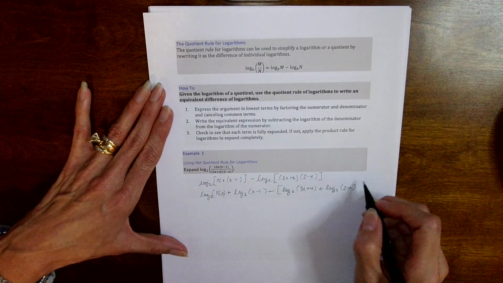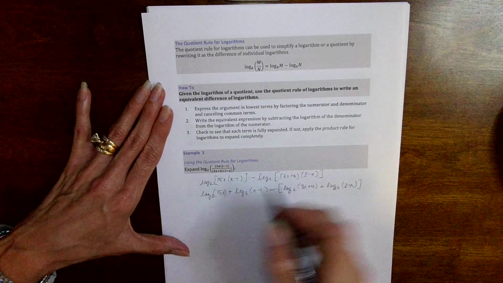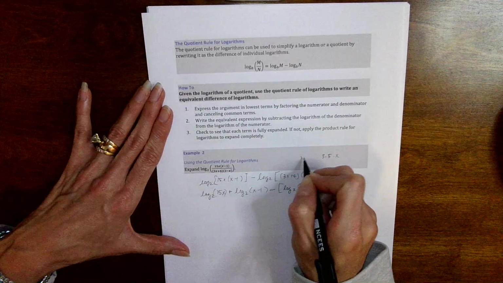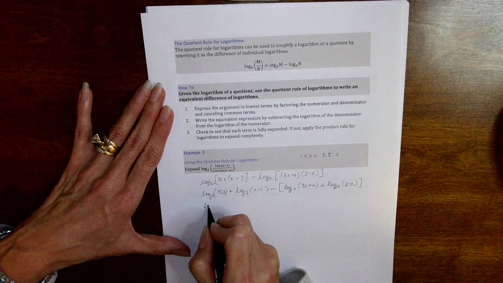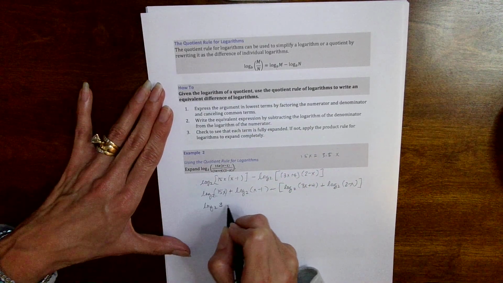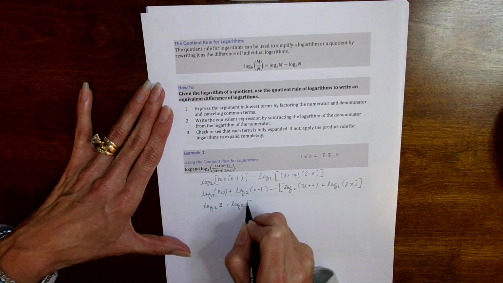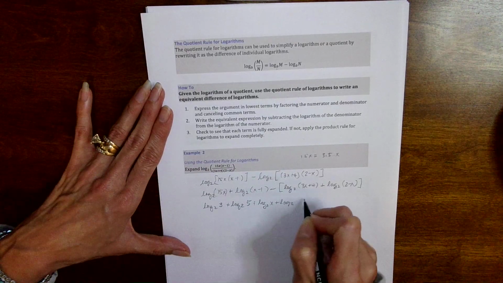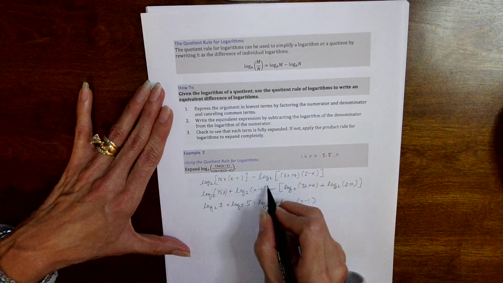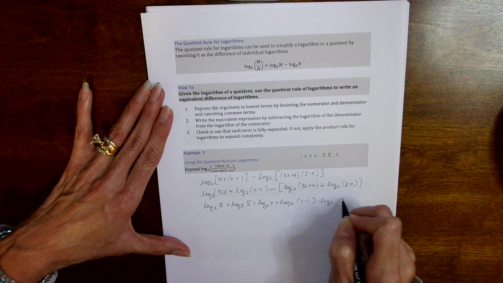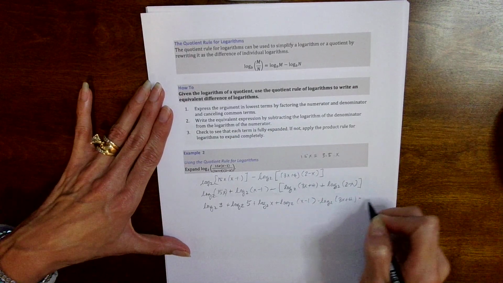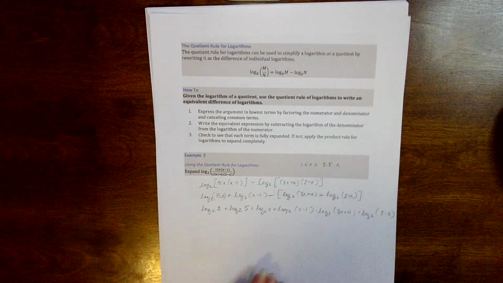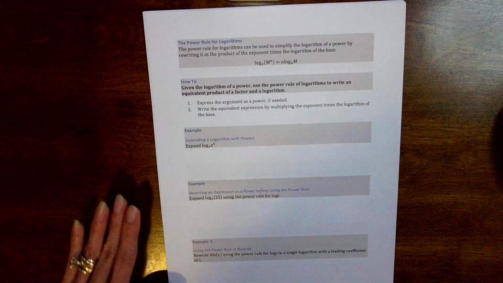And now 15 is 3 times 5, so this is log 3 times 5 times x, 15x. So this becomes log base 2 of 3 plus log base 2 of 5 plus log base 2 of x plus log base 2 of x minus 1. Take this negative in to both of these, log base 2, 3x plus 4 minus log base 2 of 2 minus x. Big mess.